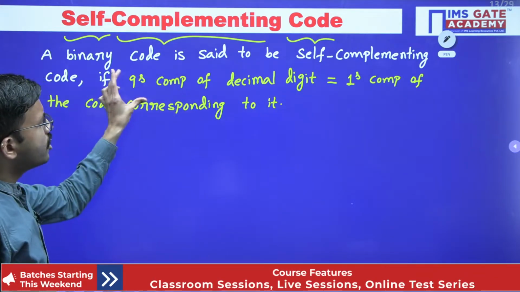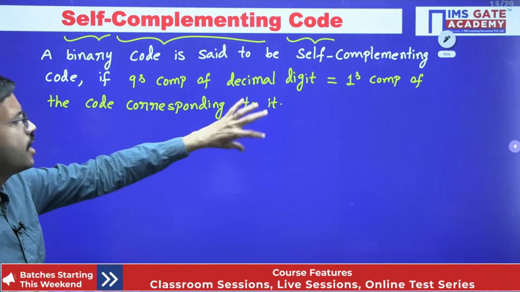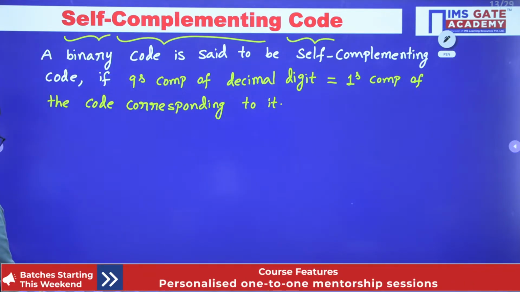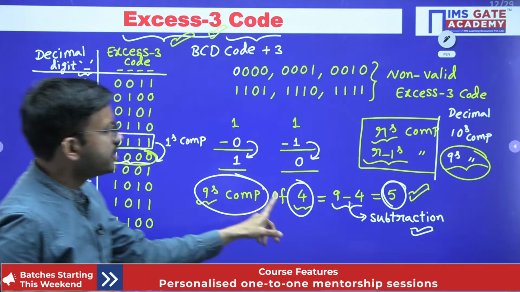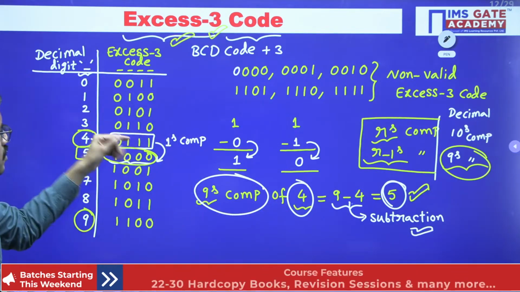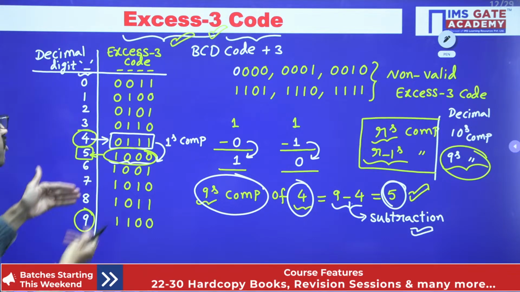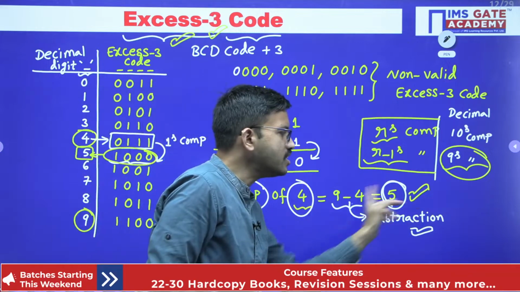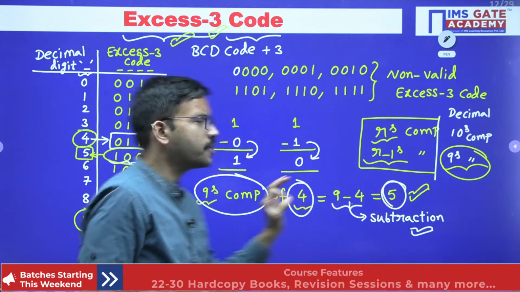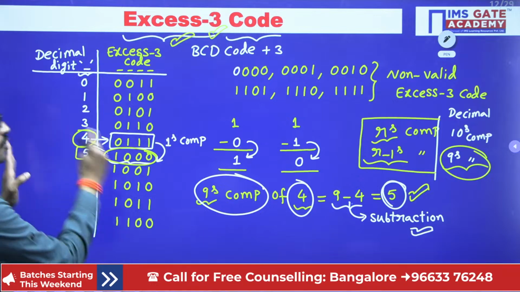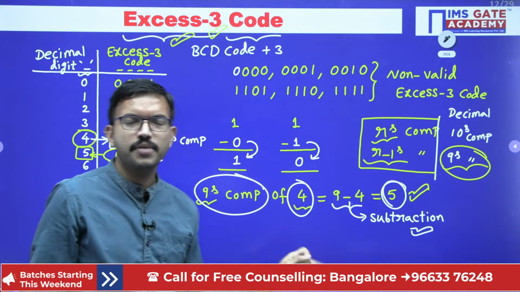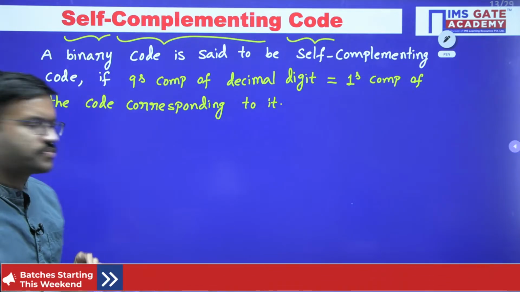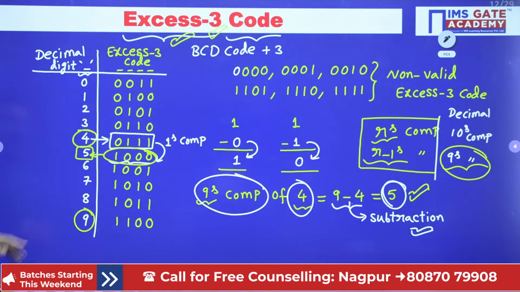So here we want to get the 9's complement of a decimal digit, but that final answer you are going to get from whatever code you have for that particular decimal digit. I am just applying 1's complement. That's all. 1's complement we can easily get with the help of NOT gates. That means we are eliminating this kind of subtraction operation. So whenever any code satisfies this condition, that particular code we can call a self-complementing code. You can observe the remaining cases.